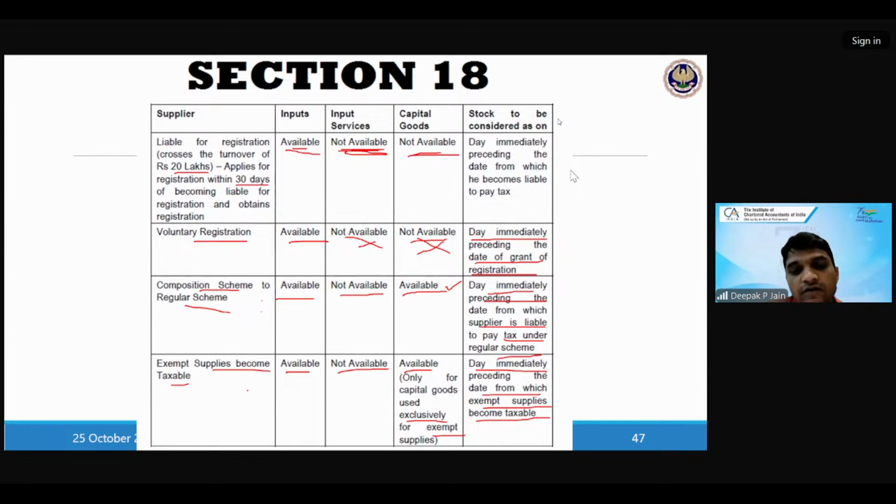18(1)(b) is a grant of date of granting registration, means granting certificate of registration. Correct. So what happens is when you get a registration, you will have a column of the date of effective registration, from when is your registration effective from. So if that date is prior to the date of registration, that will come only in case you cross the threshold limit. But in case of voluntary registration, the registration is granted when the officer approves your registration. So when you get that registration certificate, from that date, you will get the benefit.